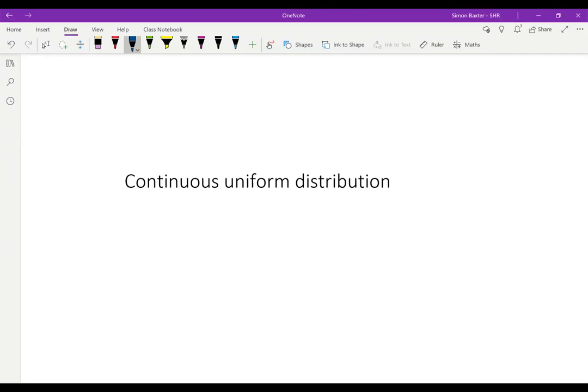Today I'm going to talk about a continuous uniform distribution. Last year when you were doing S1, you met a discrete uniform distribution. A common example of that is the normal six-sided die, where the probability of any one number is a sixth. It's constant. It's uniform, a uniform discrete distribution. Well, let's now try and take the same sort of ideas over to a continuous distribution.